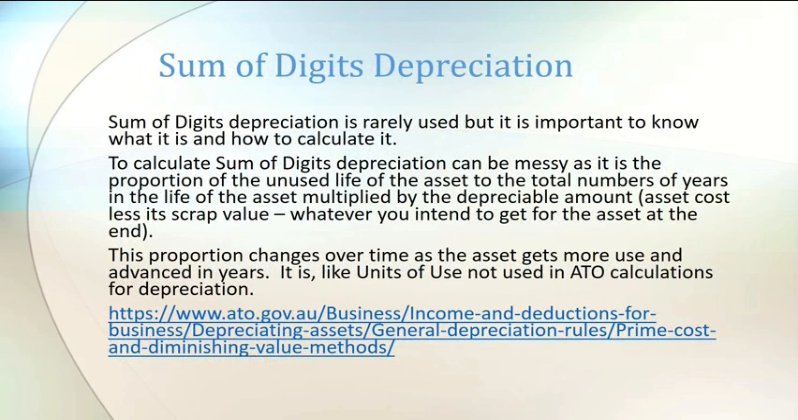Sum of digits depreciation is rarely used, but is important to know what it is and how to calculate it. To calculate sum of digits depreciation can be messy, as it is the proportion of the unused life of the asset to the total number of years in the life of the asset multiplied by the depreciable amount, basically the asset cost less its scrap value. This proportion changes over time as the asset gets more use and more advanced in years. It is also, like units of use, not used in ATO calculations for depreciation. But it is still important to know what it is and be able to explain it.